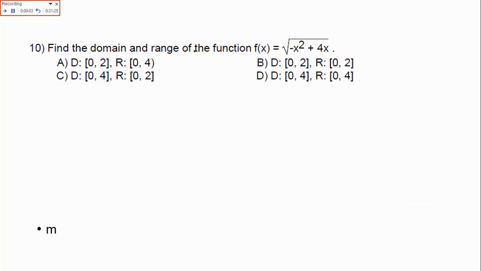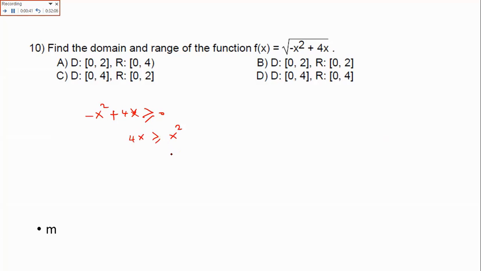Find the domain and range for the function f of x equal to square root of negative x squared plus 4x. Anytime we have a square root, we have to make sure that whatever is under the square root is greater than or equal to 0. That implies that 4x must be greater than or equal to x squared.